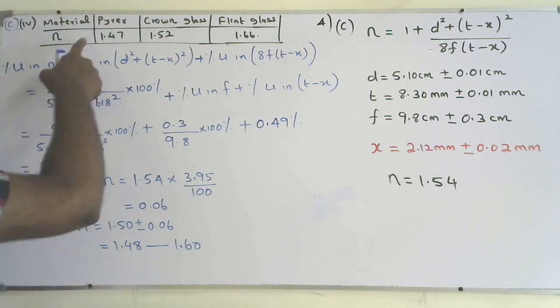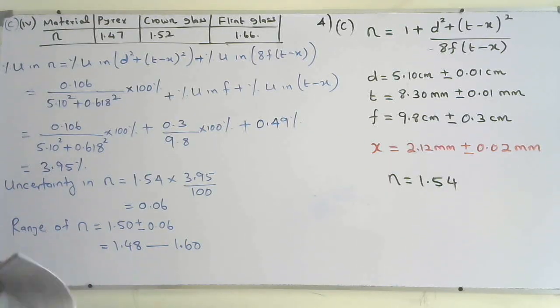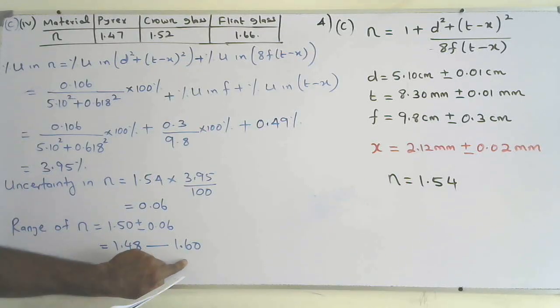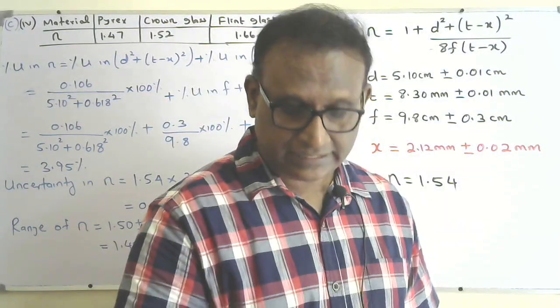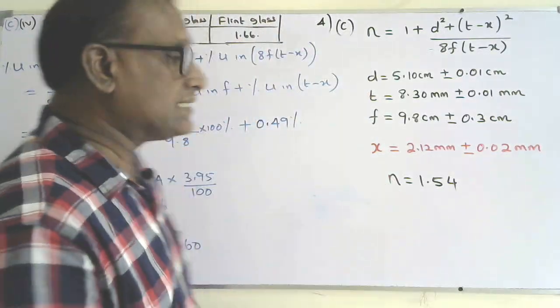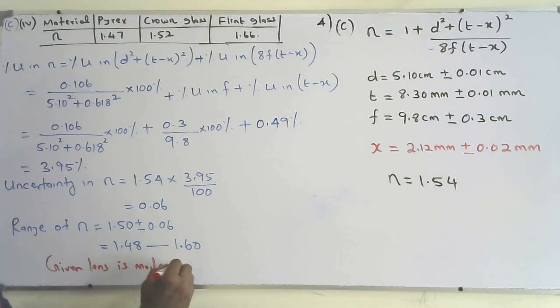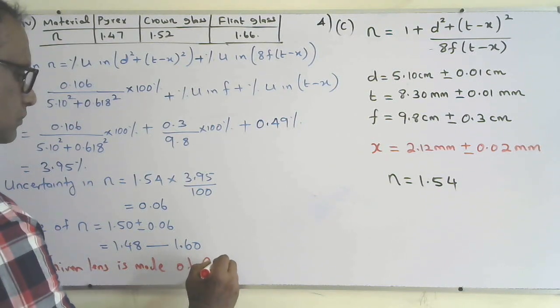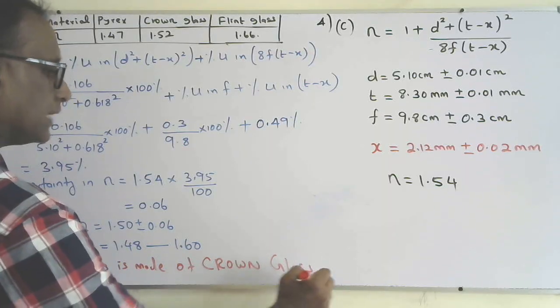Okay, now check it with the standard values. Which of these values is falling within this range? 1.47 is not falling within this range. 1.52 is falling within this range. 1.66 also is not falling within this range. So for the final conclusion, I can say the given lens is made of crown glass. That's the conclusion.